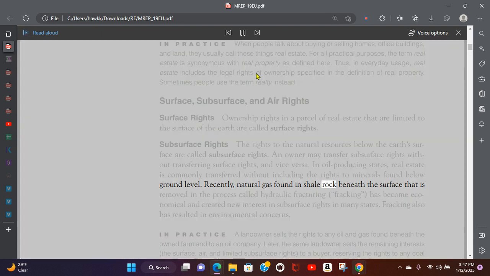Shale rock beneath the surface that is removed in the process called hydraulic fracturing, fracking, has become economical and created new interest in subsurface rights in many states. Fracking also has resulted in environmental concerns.